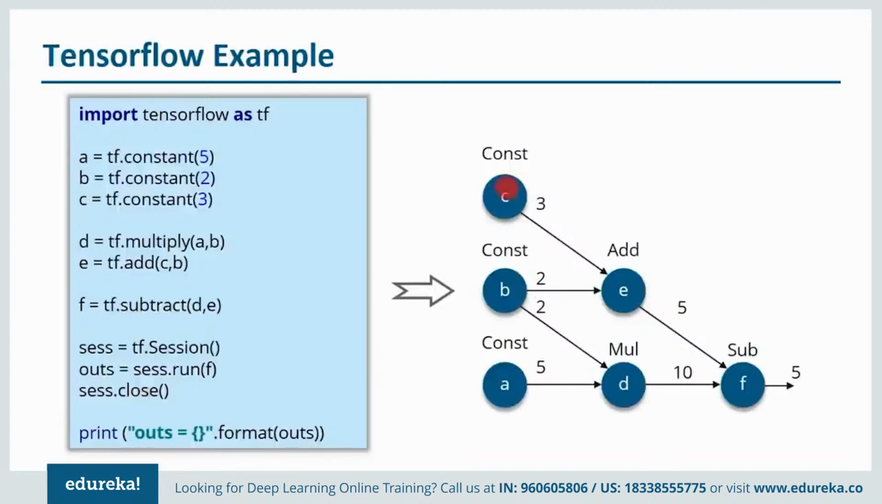So we have 3 constant nodes, C, B, A. A contains value 5, B contains 2, similarly C contains 3. First we add C and B, then we add B and A. Then we get 2 other nodes, that is E and D. And from that E and D, what we are going to do is subtract both of them, and then we get the final output. Now let me go ahead and execute this practically in my PyCharm.